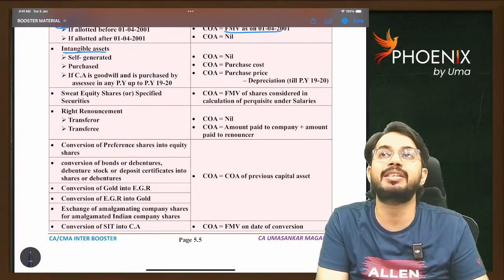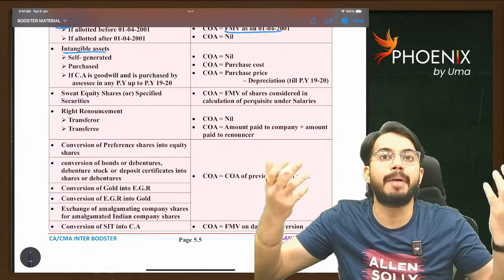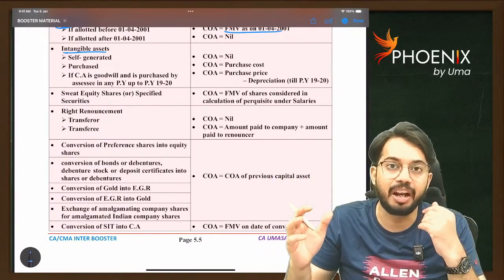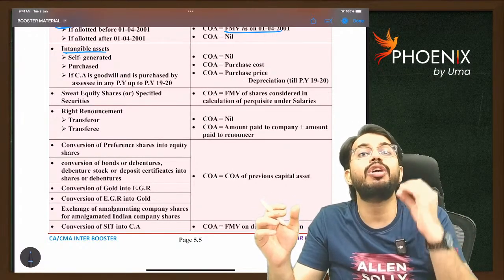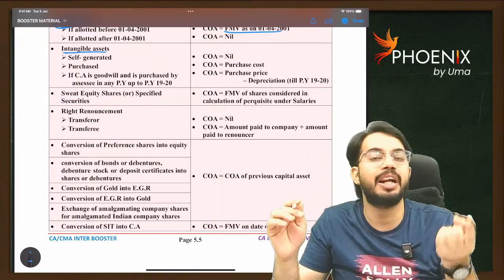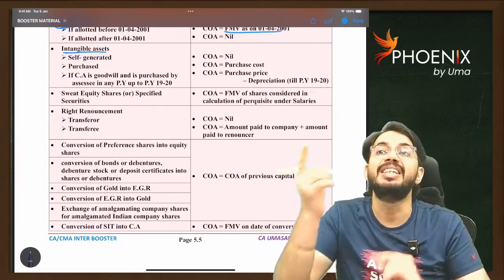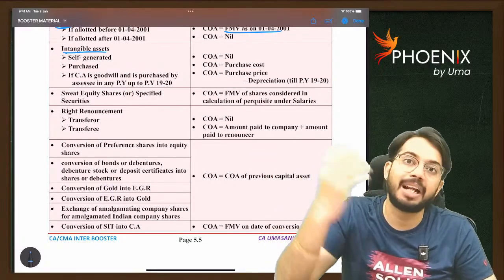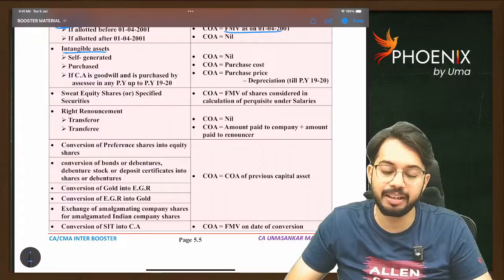Next, intangible assets. If intangible assets are self-generated, like goodwill. See, let's say I built one brand, Phoenix by Uma. Goodwill was generated. I sold this brand. Then whatever the amount that I received, on total amount I am required to pay capital gains, because on sale of self-generated goodwill, cost of acquisition is always treated as zero. If goodwill is purchased, then cost of acquisition is equal to actual purchase cost. Is it clear?